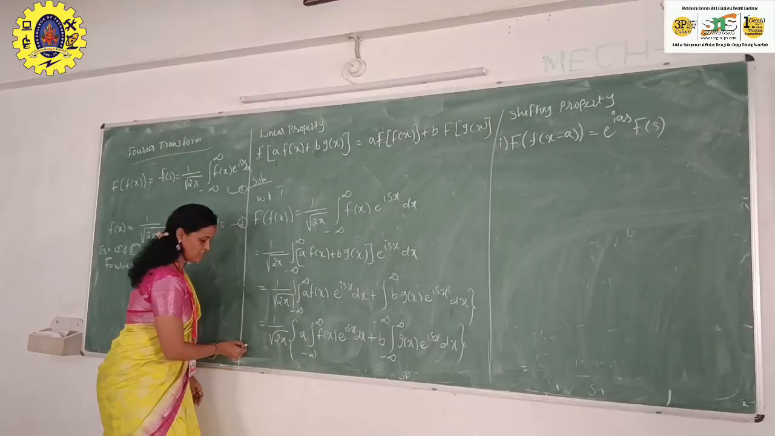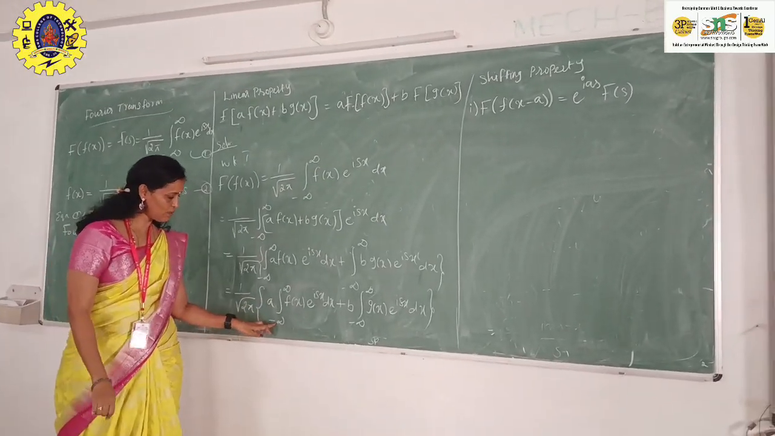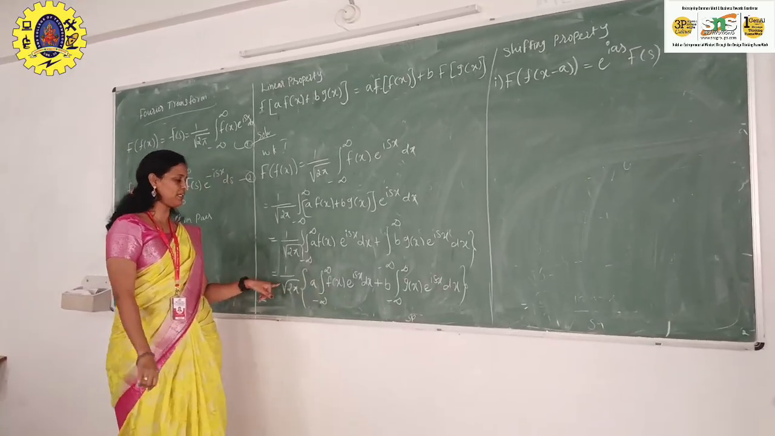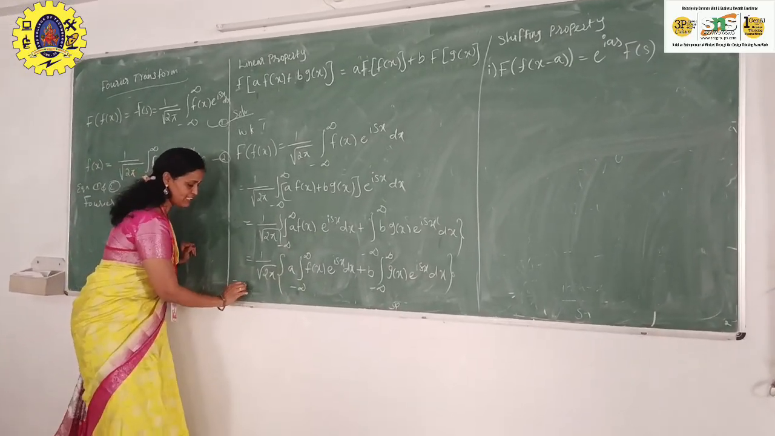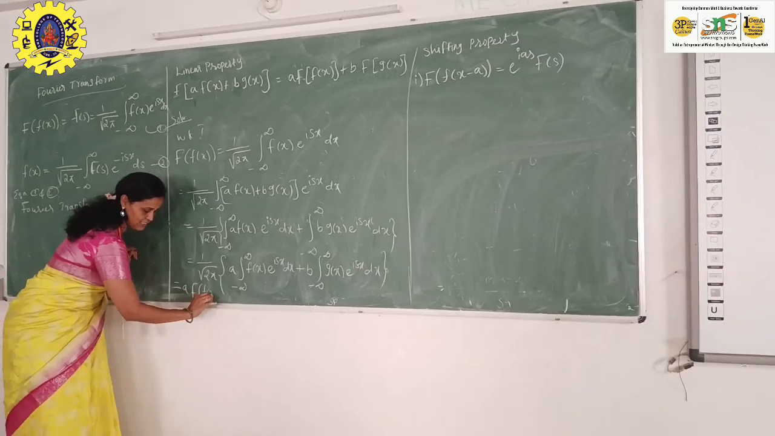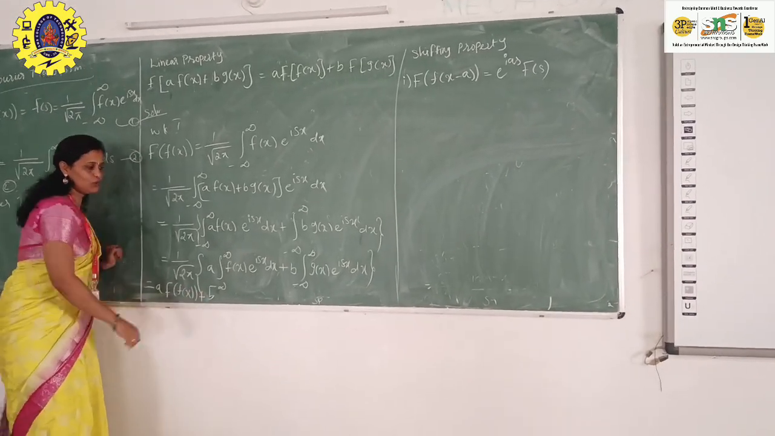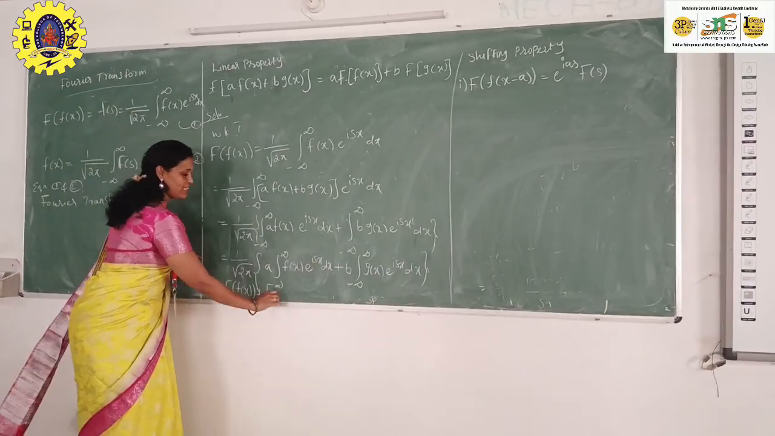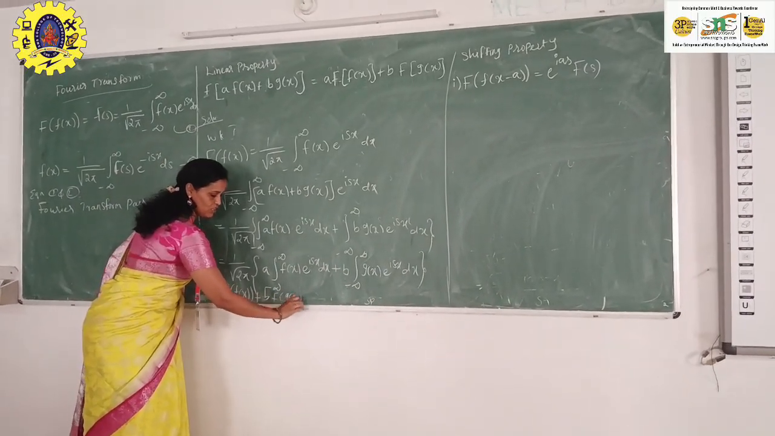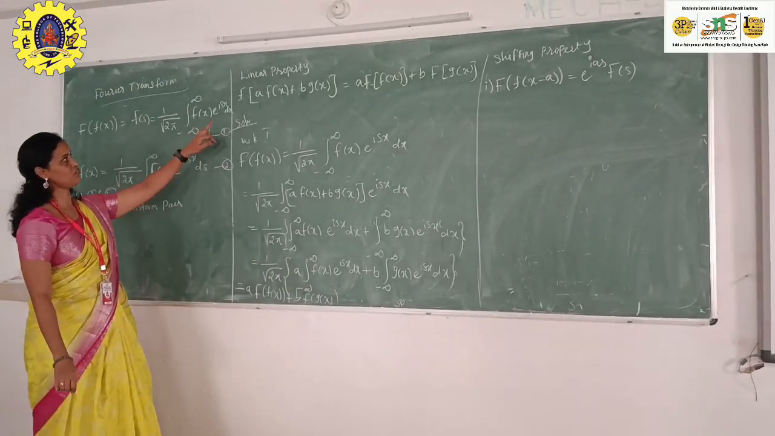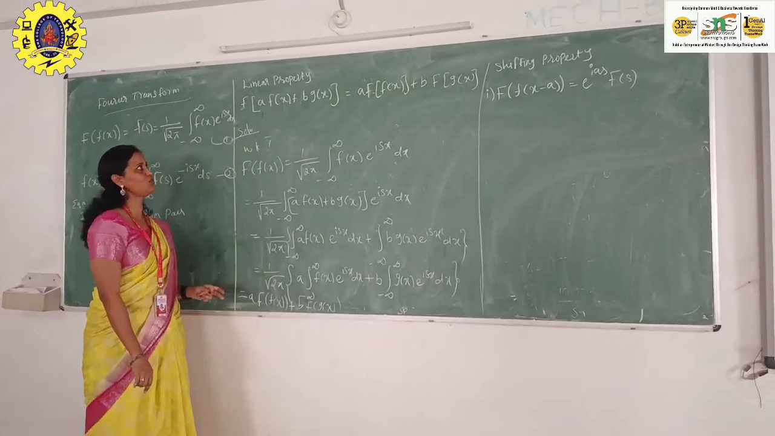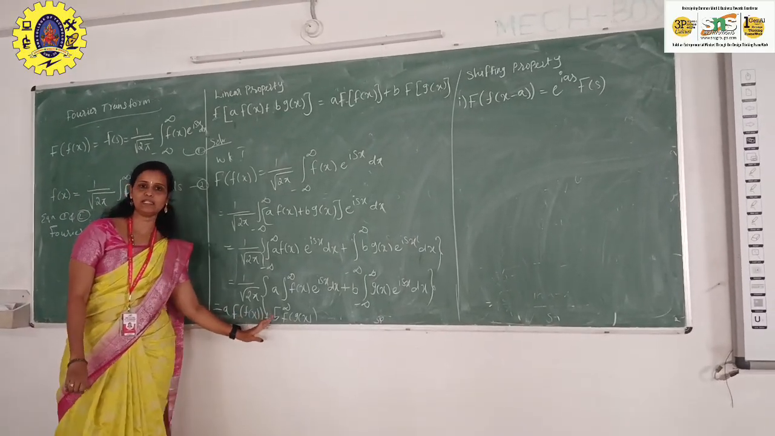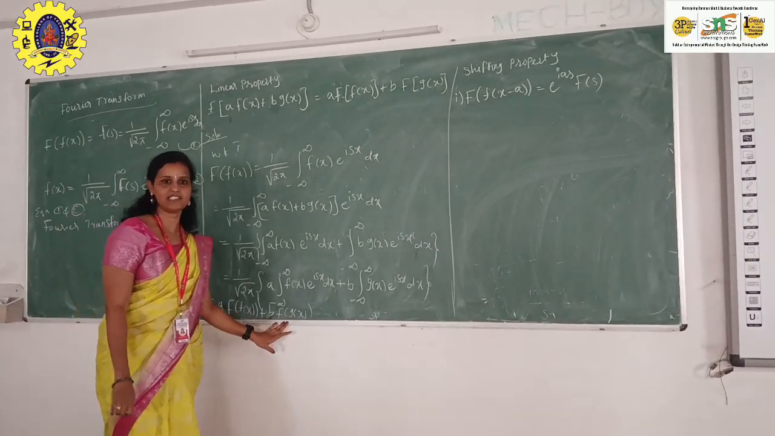Okay. So 1/√(2π) times the integral of f(x) e^(isx) dx is nothing but the Fourier transform of f(x), plus b times 1/√(2π) times the integral of g(x) e^(isx) dx, which is the Fourier transform of g(x). Hence the Fourier transform of a f(x) + b g(x) is equal to a times the Fourier transform of f(x) plus b times the Fourier transform of g(x).